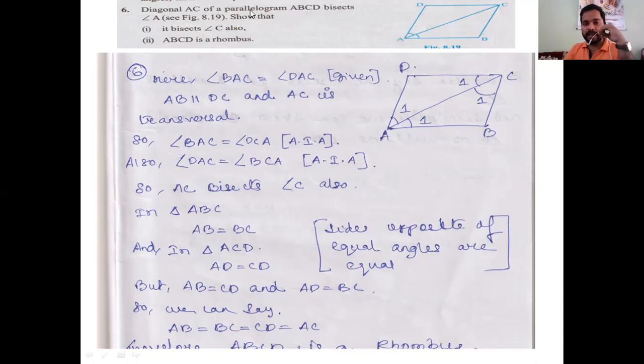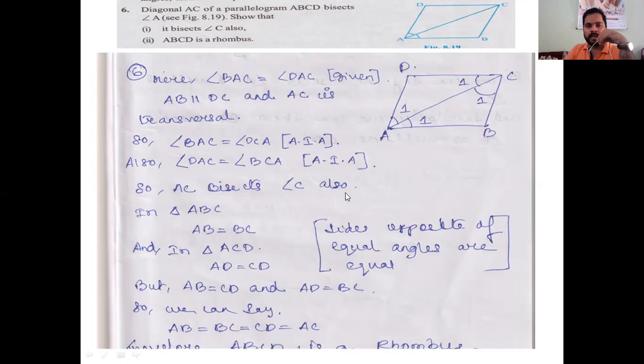But if you see, it is a parallelogram. Here we proved that the adjacent angles are equal. Here you see, in triangle ABC, AB is equal to BC. In triangle ACD, AD is equal to CD. Sides opposite to equal angles are equal, as we studied in isosceles triangle property. But you see, AB is equal to CD and AD is equal to BC. Why? Because it was a parallelogram, and we know that opposite sides of a parallelogram are equal. So ultimately, what we got? All the sides are equal to one another. So we can say AB is equal to BC is equal to CD is equal to AD. So therefore, ABCD is a rhombus.